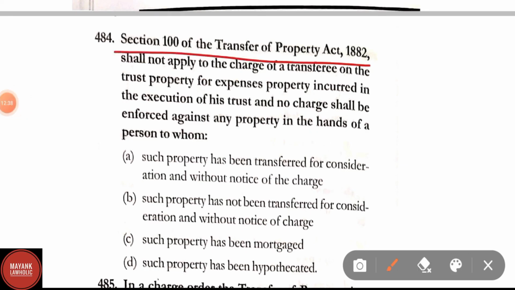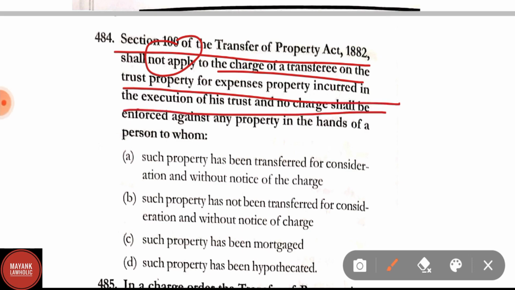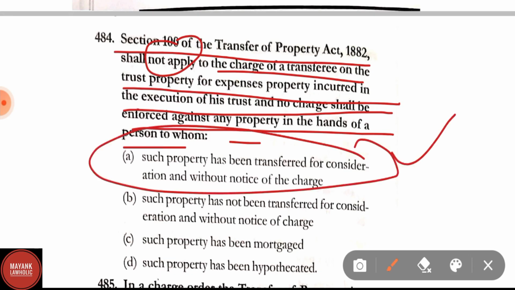Section 100 of the Transfer of Property Act shall not apply to the charge of a transferee on the trust property for expenses properly incurred in the execution of his trust, and no charge shall be enforced against any property in the hands of a person to whom such property has been transferred for consideration and without notice of the charge. Correct answer is option A.